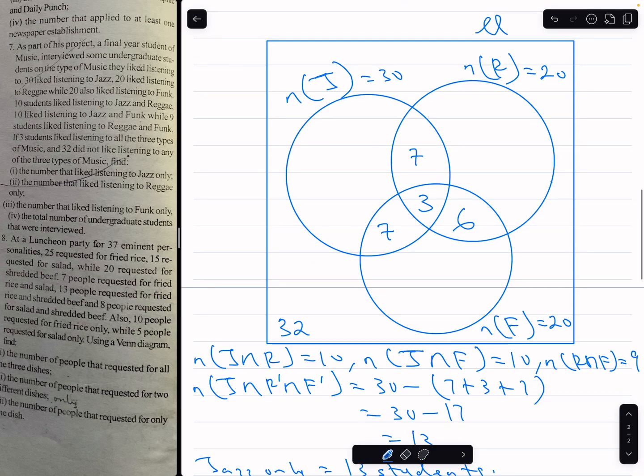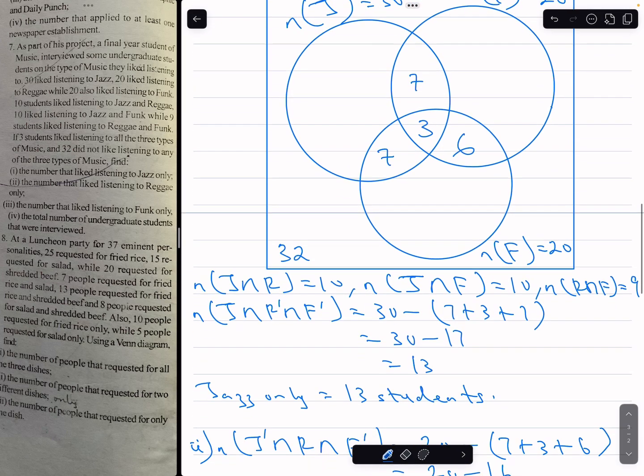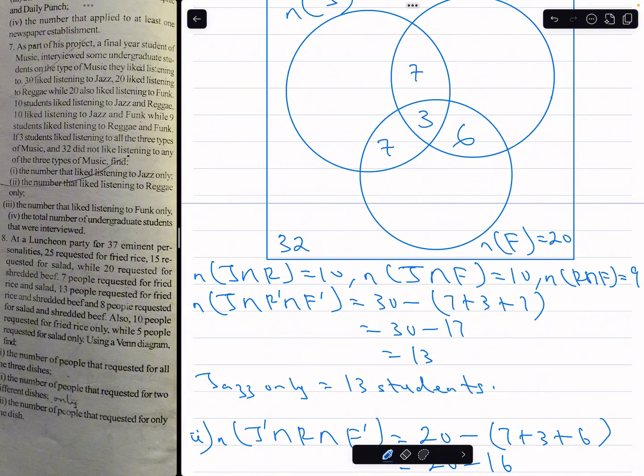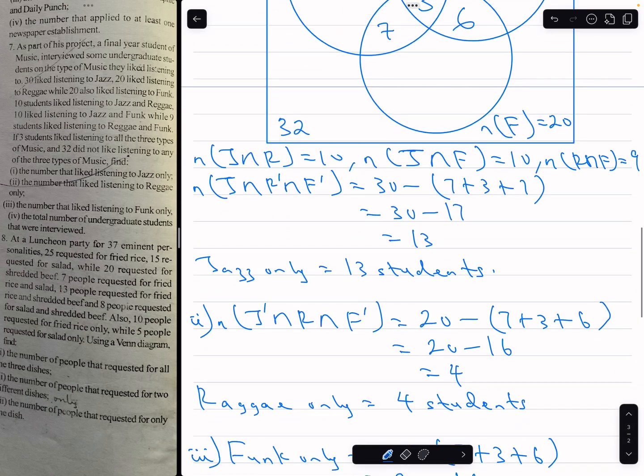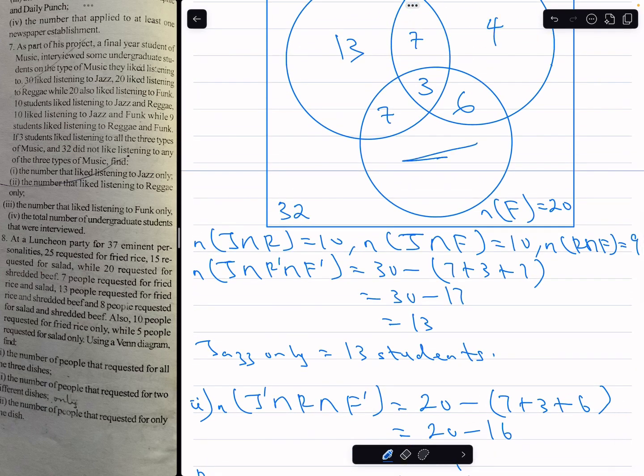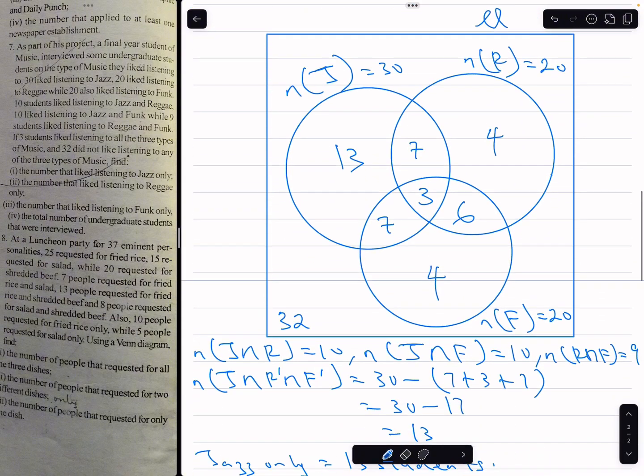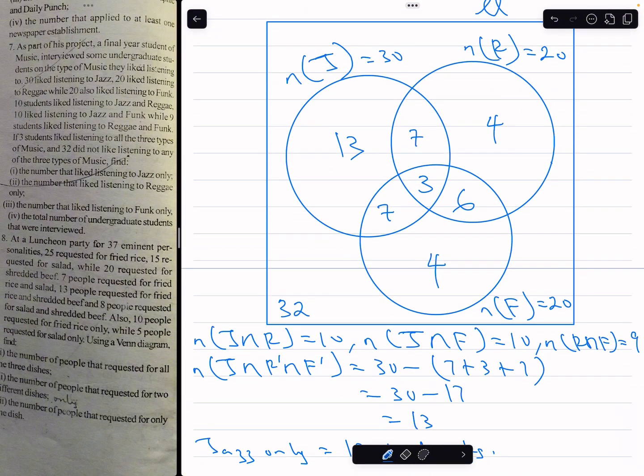Total number of undergraduate students that were interviewed will now be all of the students interviewed. Those listening to jazz only, that's 13, plus those listening to reggae only, that's 4, while this represents those listening to funk only, 4. So the total number of undergraduate students interviewed will be 13 plus 7 plus 3 plus 7, and that's 30 actually.